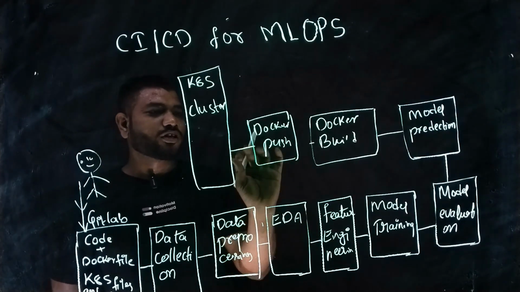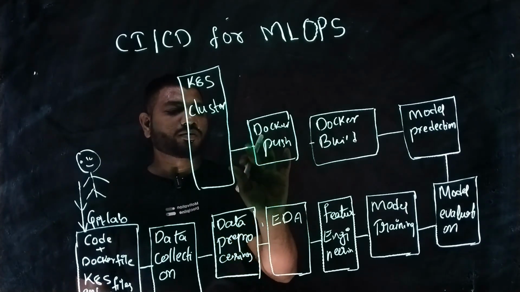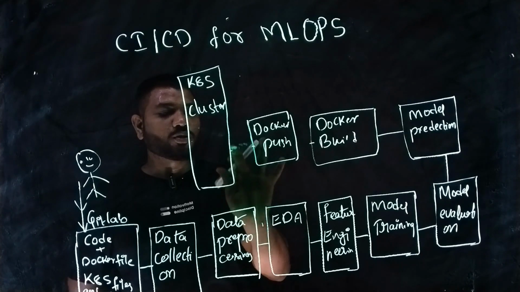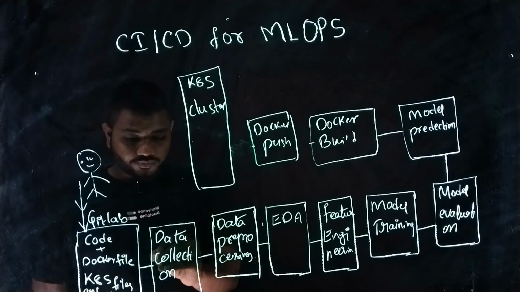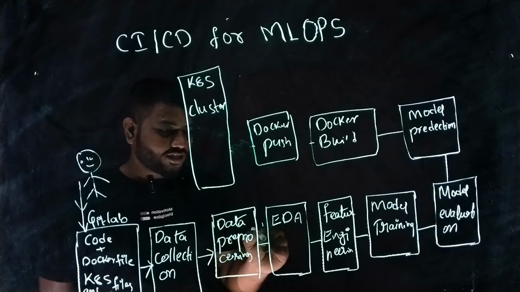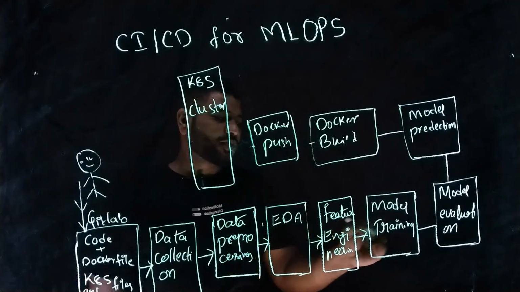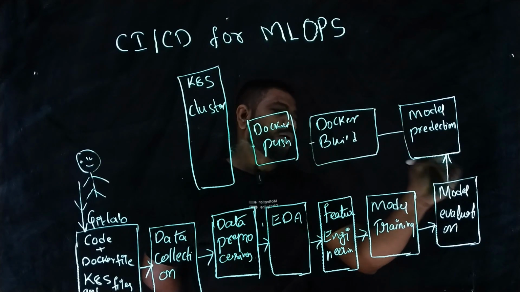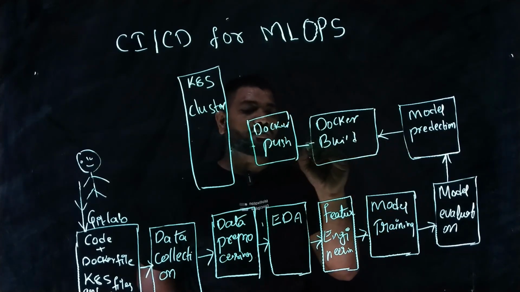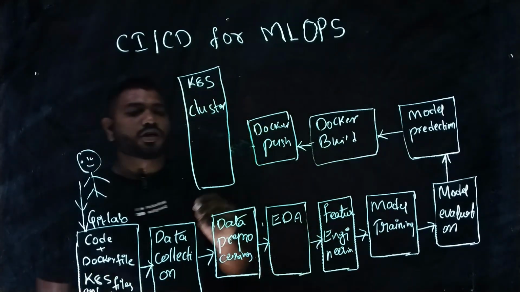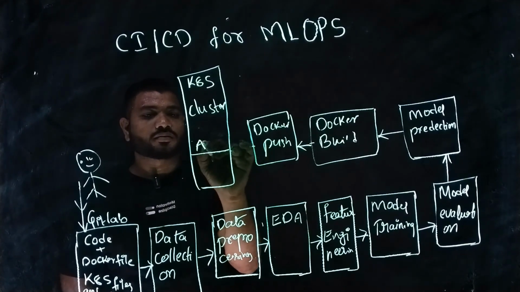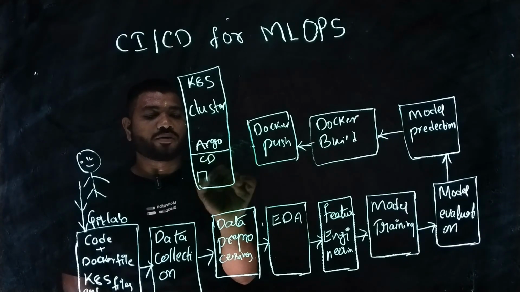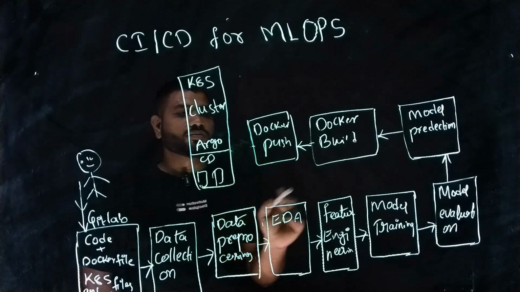So this is the full architectural diagram that I am going to walk you through in this video. These are the stages that we are going to integrate into our CI/CD pipeline. Along with this one, here we are going to install Argo CD, and these can be namespaces, as up to you.